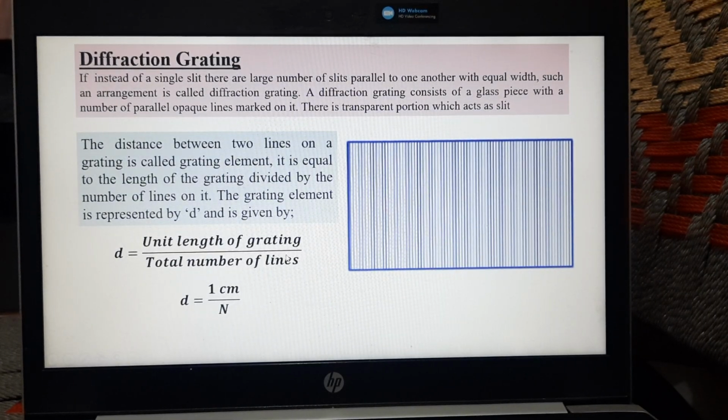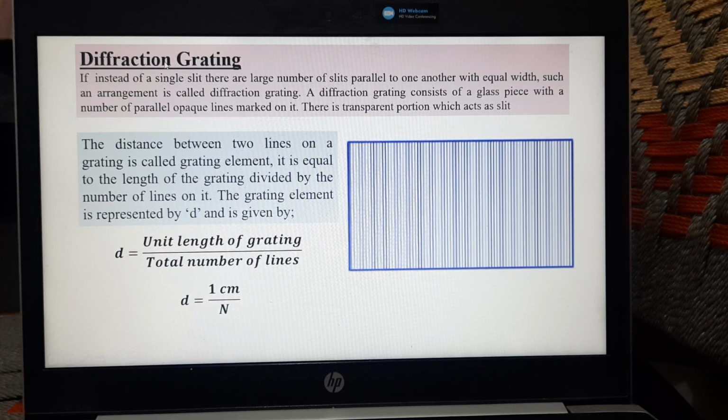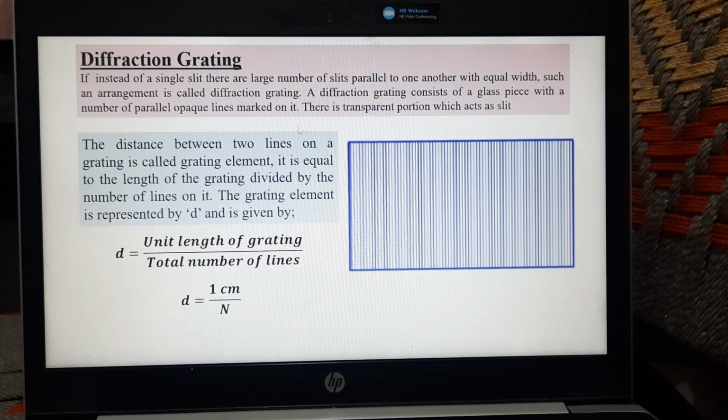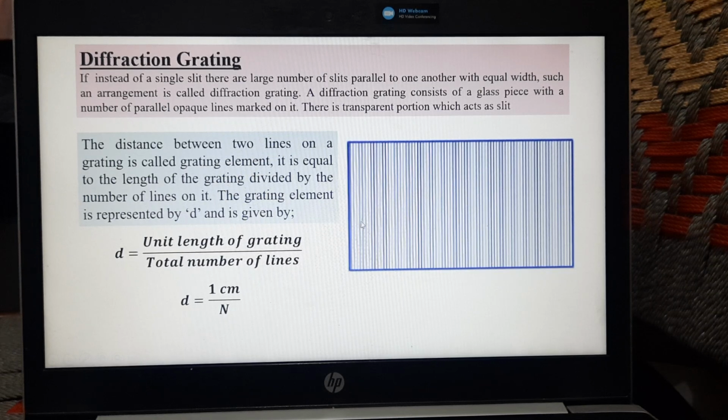Now it is also very necessary to understand the diffraction grating in order to understand Bragg's law. So a diffraction grating is actually a number of parallel lines of equal width. They are arranged regularly in a uniform pattern, just like you can see in the diagram.